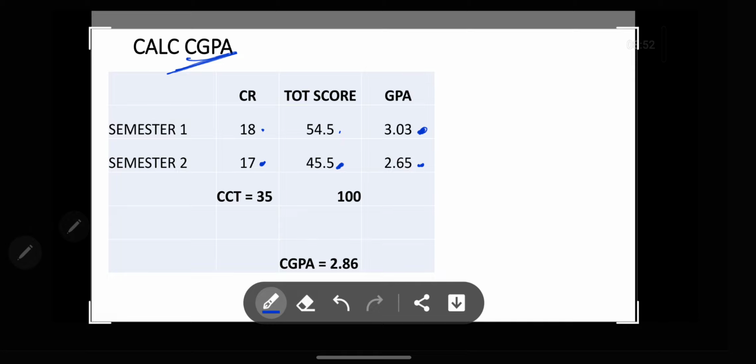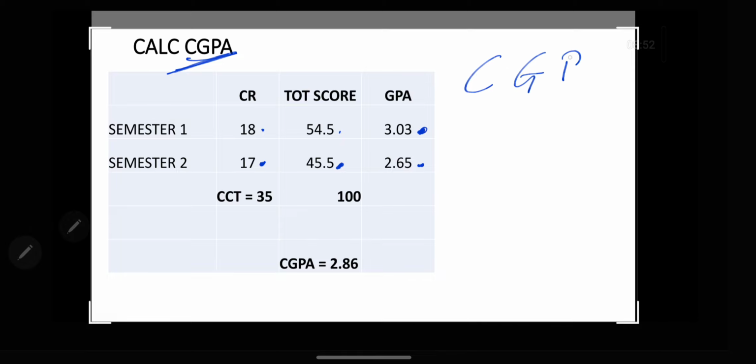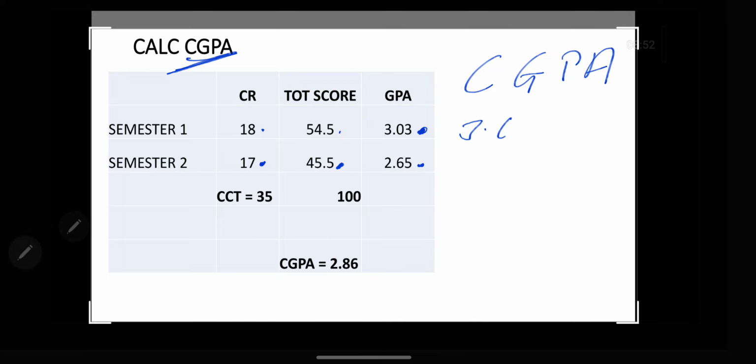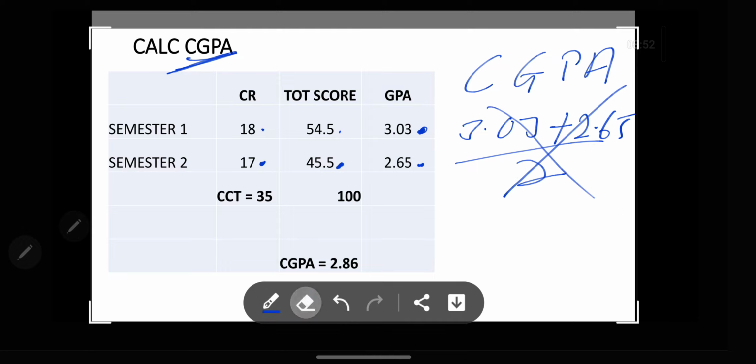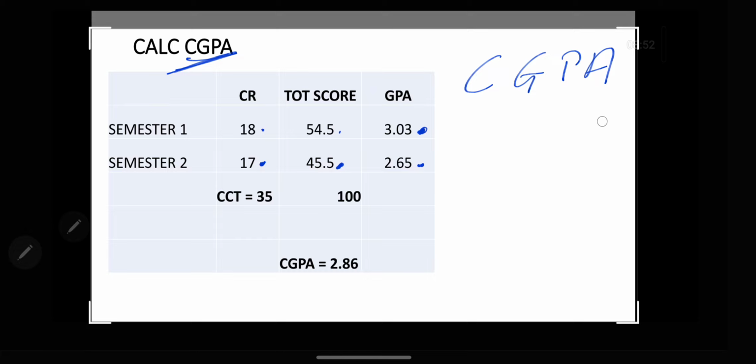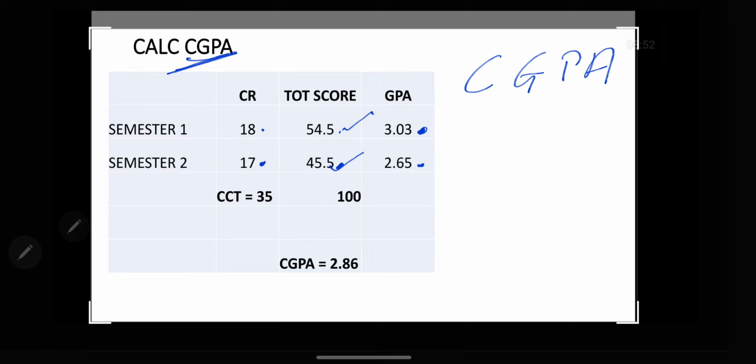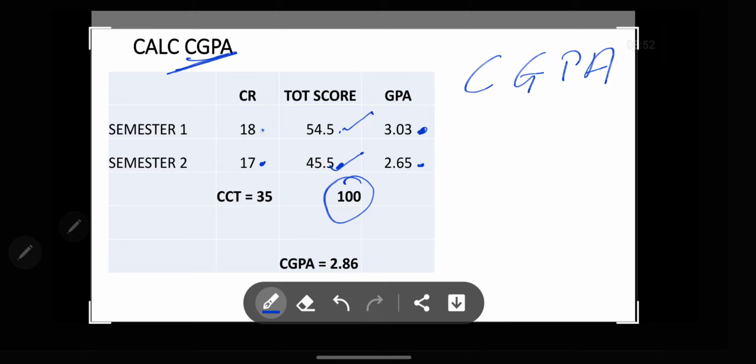And I said when you want to find the CGPA, do not add. If you add 3.03 plus 2.65 and then you divide by 2, you are wrong. That's not how you find the GPA. How then do you find it? I told you that the figure which is very important in this table is this score, the sum of this score and this, which gave us 100. Then the sum of the credits you have done.